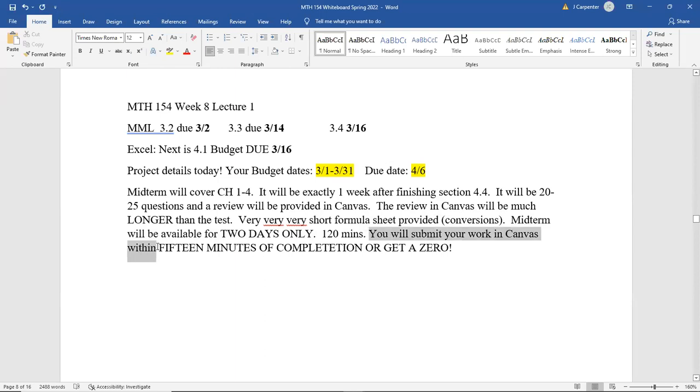Now that is only going to be available the days of the midterm because I don't want you submitting wrong things before that. You only get 1 submission, so make sure you get it right. You can upload multiple pages at once. It's not a problem.